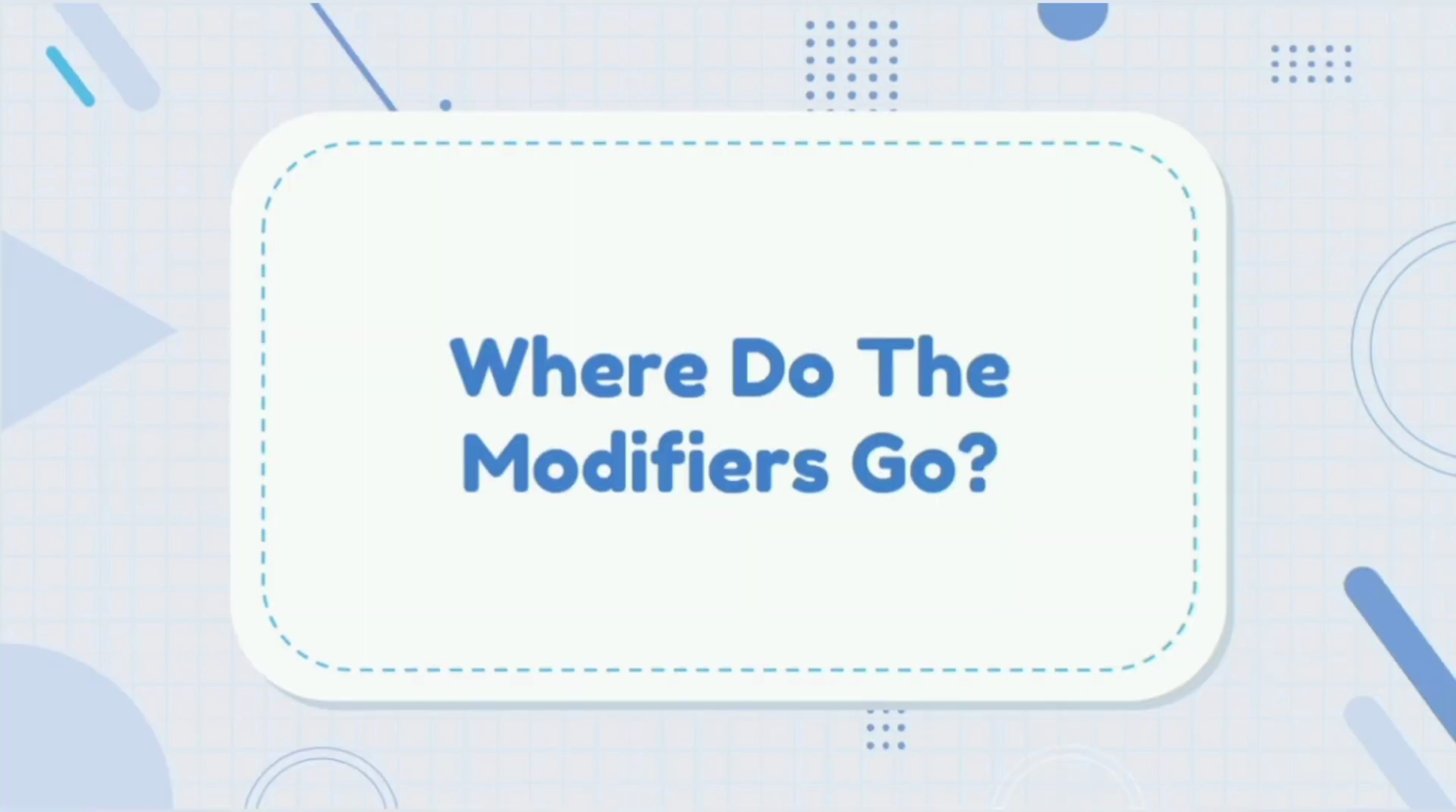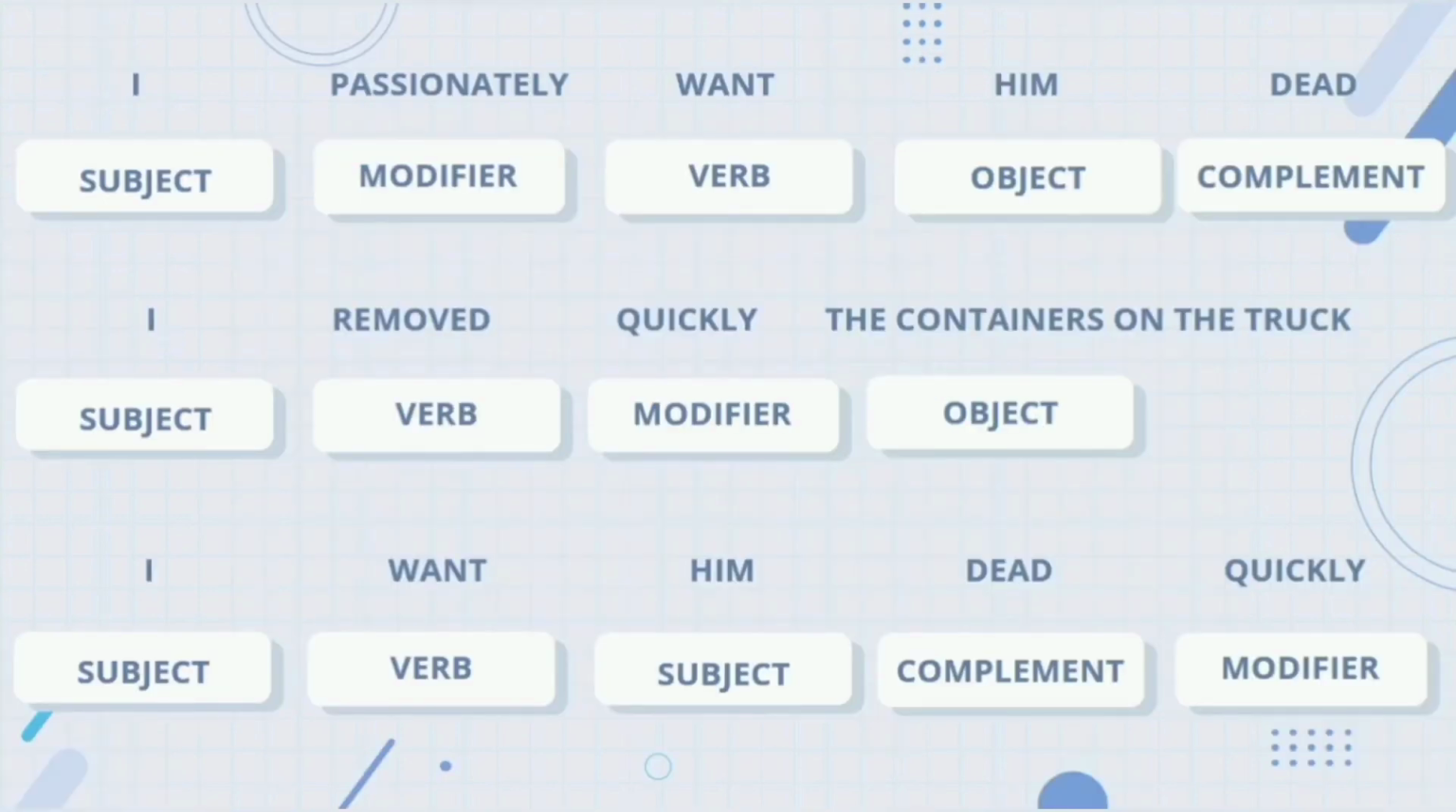Where do the modifiers go? Well, modifiers can go anywhere in a sentence. There are two kinds of modifiers. If a modifier consists of an adverb, it can go anywhere except between the verb and its noun. For example, the sentence, I passionately want him dead. I removed quickly the containers on the truck. I want him dead quickly.